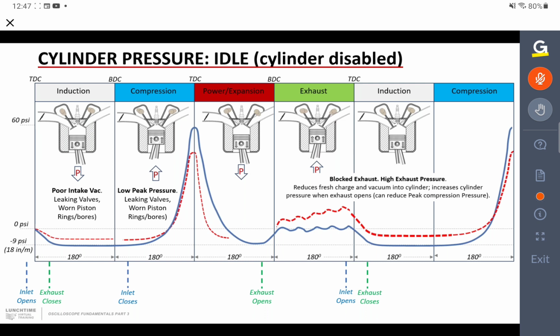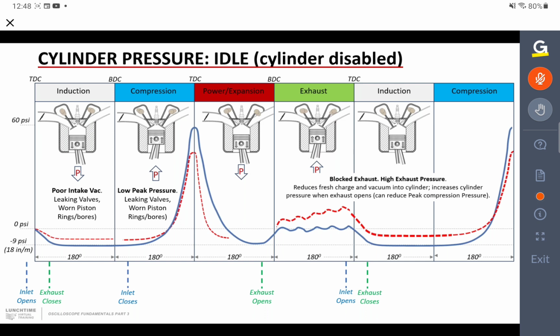So we've got inlet is open. We're trying to draw in air, but we've already got pressure in the cylinder, because when the exhaust is open here, between the inlet opening and the exhaust closing, we've got a higher pressure, so we won't pull as much vacuum, and that generally means that you probably won't produce as much peak pressure either.